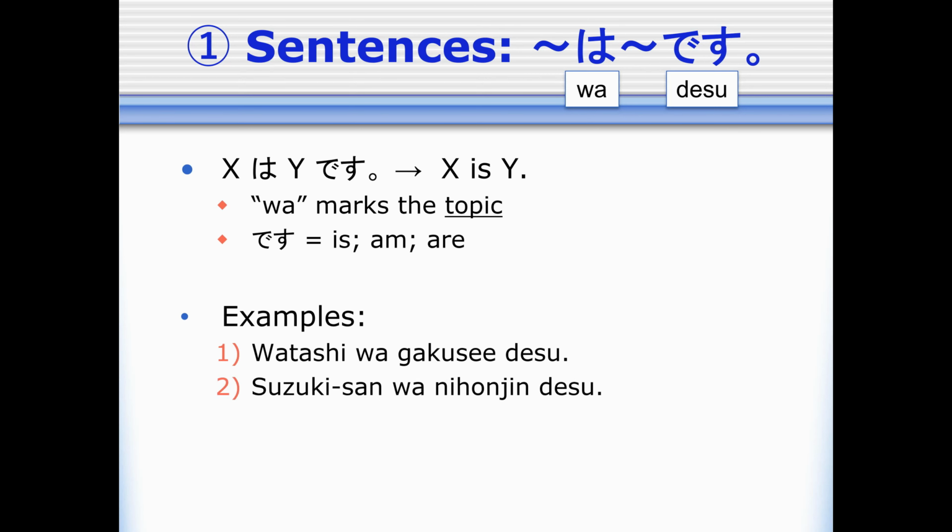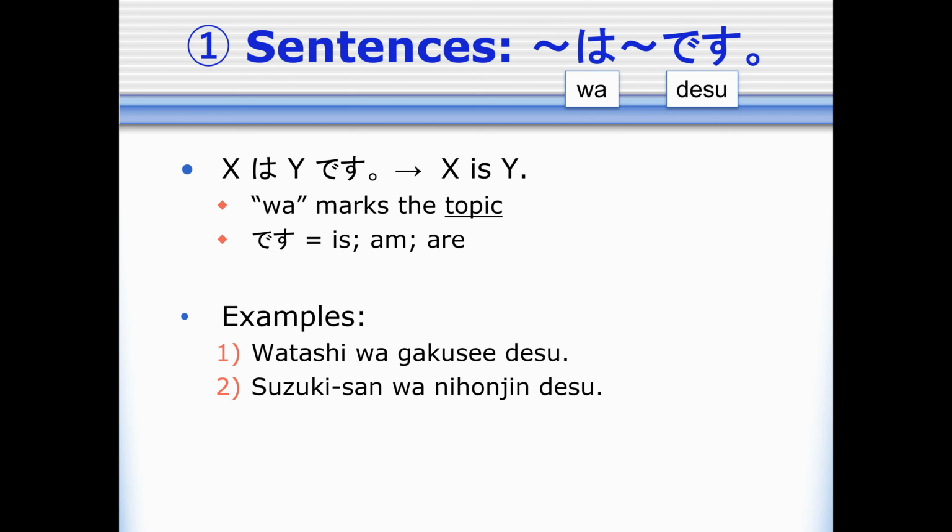How about 鈴木さんは日本人です? Suzuki-san is a name. See if you can figure this one out. You can pause the video and look at the list of chapter 1 vocabulary if you want to. It's on page 38 of the textbook. That's right, it means Suzuki-san is a Japanese person.